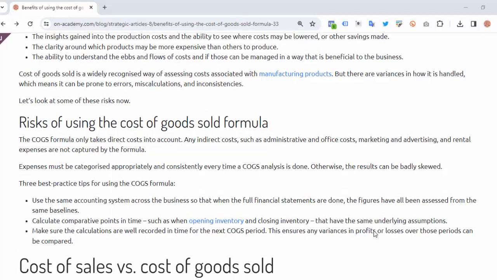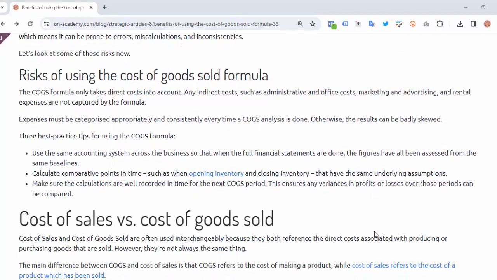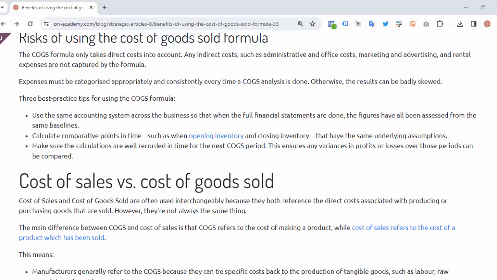But there are variances in how it is handled, which means it can be prone to errors, miscalculations, and inconsistencies. Let's look at some of these risks now. Risks of using the cost of goods sold formula. The COGS formula only takes direct costs into account. Any indirect costs, such as administrative and office costs, marketing and advertising, and rental expenses, are not captured by the formula. Expenses must be categorized appropriately and consistently every time a COGS analysis is done. Otherwise, the results can be badly skewed.